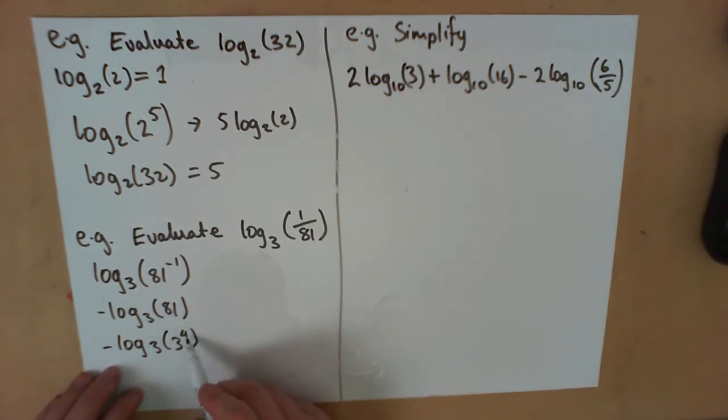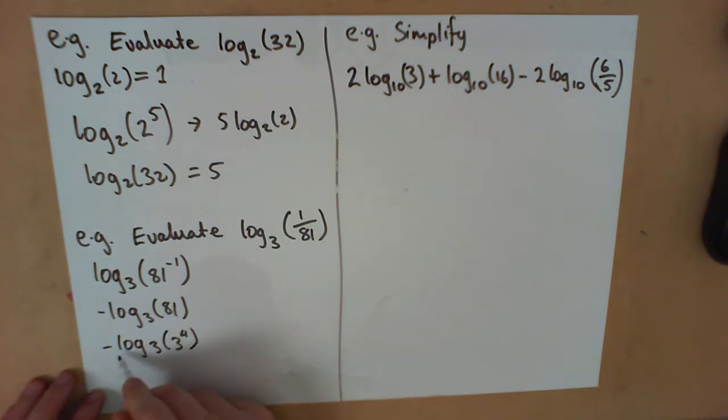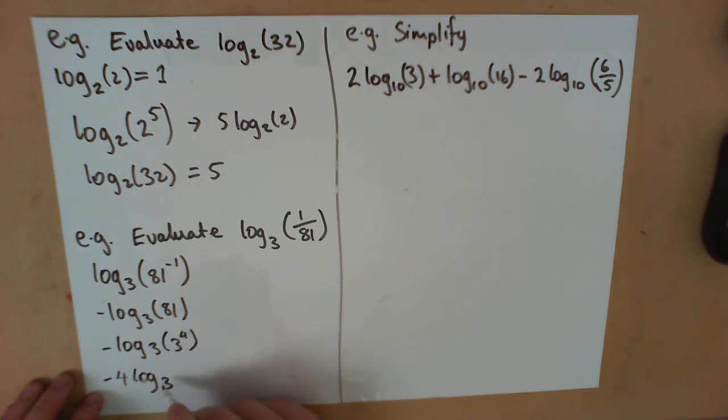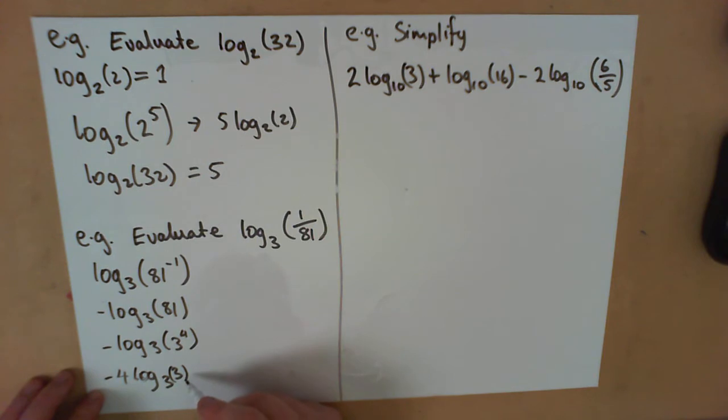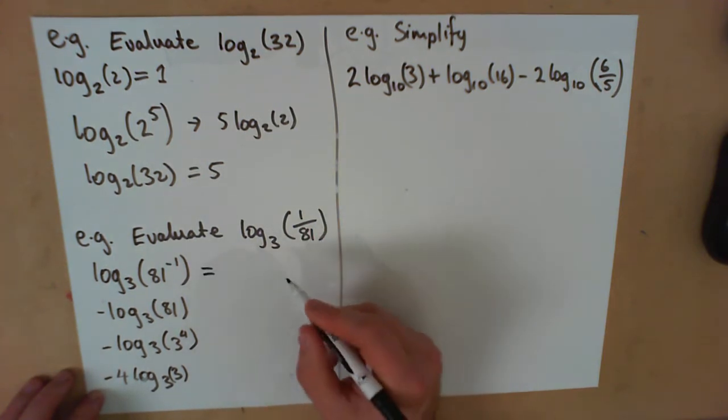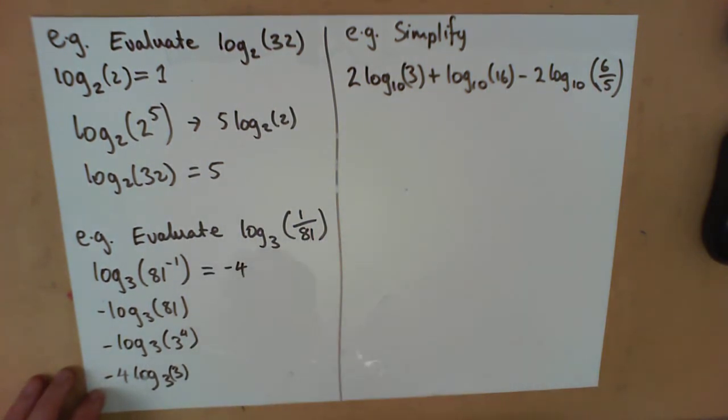3 to the 4 is 81. So that 4 can come down the front now and get multiplied by our negative. So we're at negative 4 log to the base 3 of 3. And again, log to the base 3 of 3 is just equal to 1. So we can say that this is equal to negative 4.